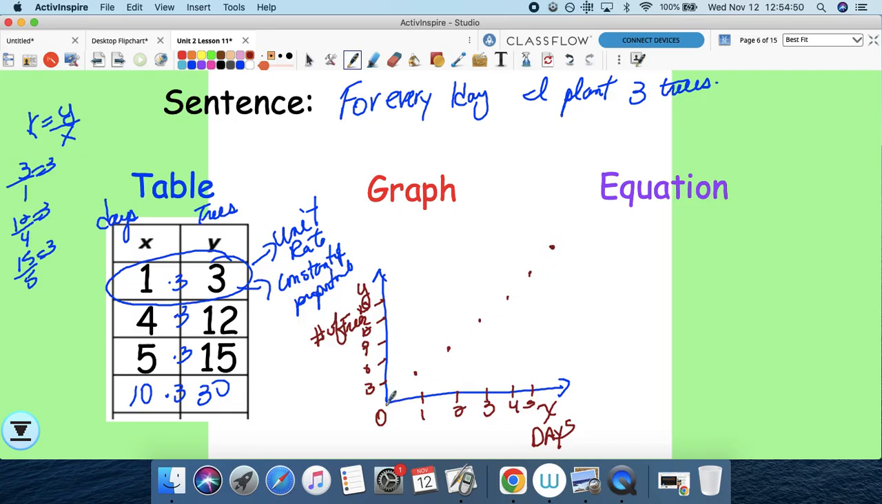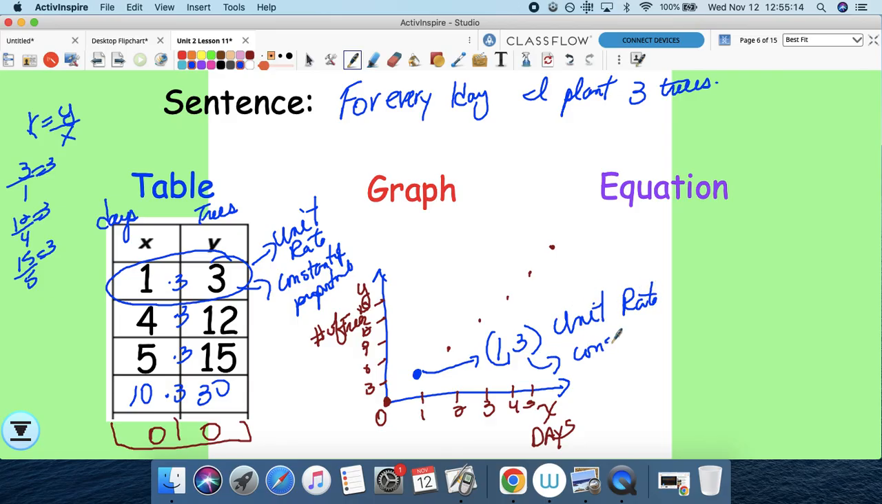Still, if you were to connect, it would be a straight line, right? And it would go through the origin because it makes sense that in 0 days, I plant 0 trees. Where's my constant of proportionality? Can you locate it on the graph? It's right here. This ordered pair, 1, 3, is my unit rate. And 3 is my constant of proportionality.